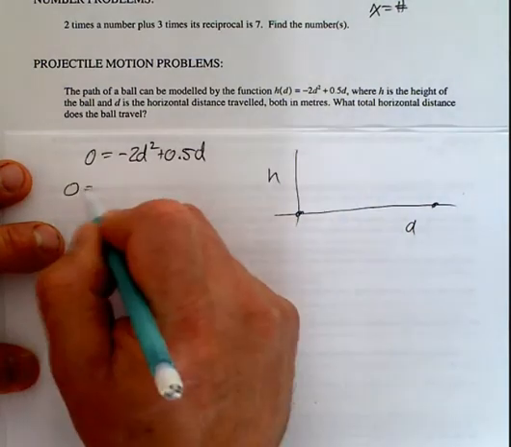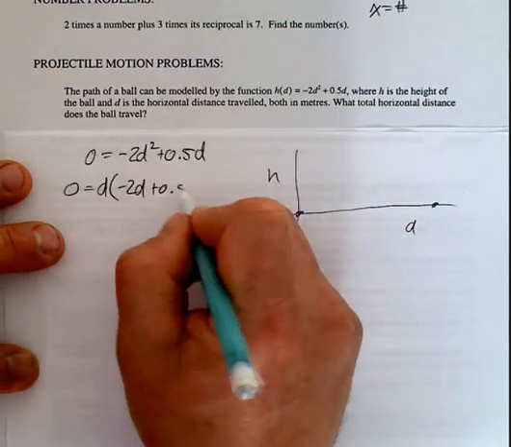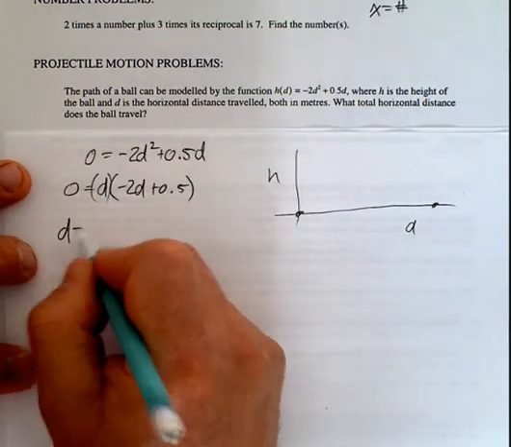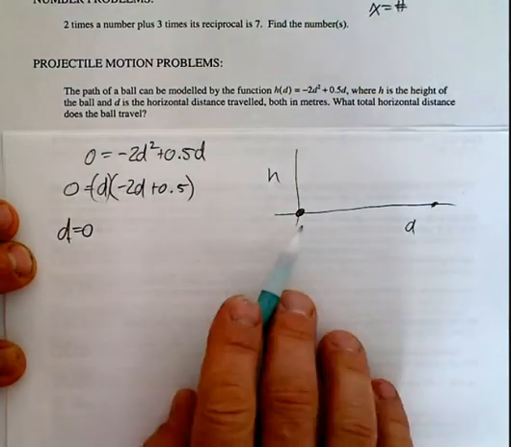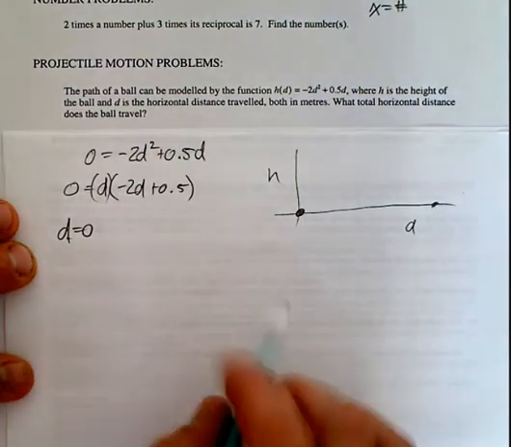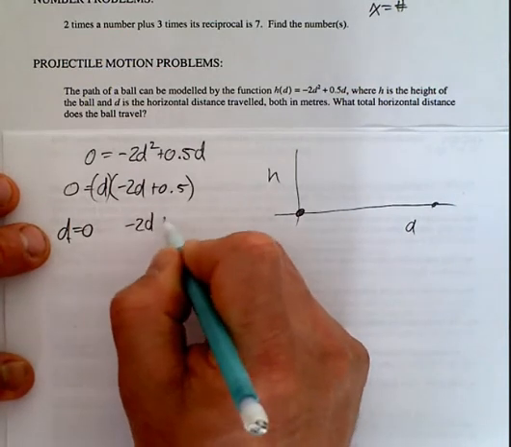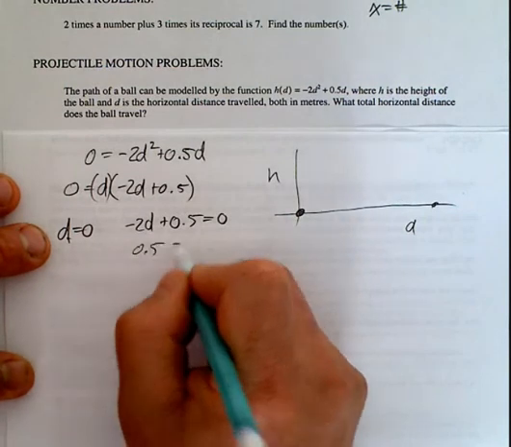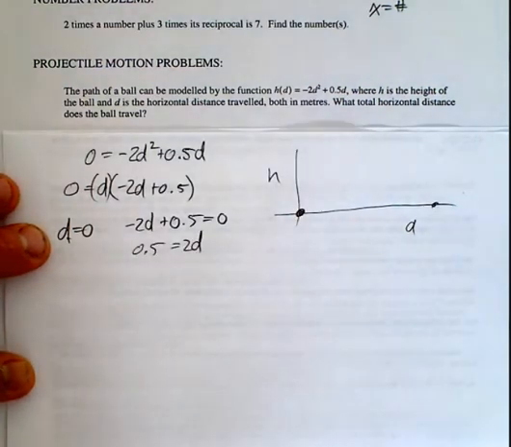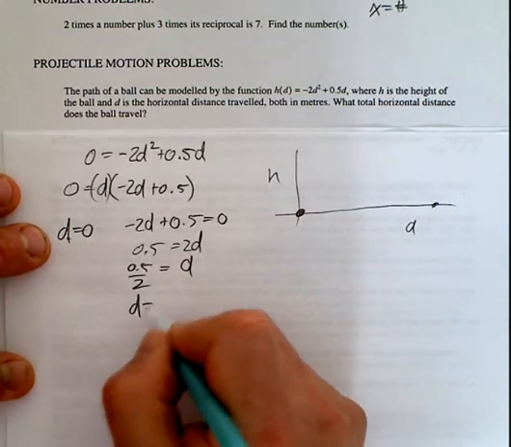Hopefully you can see that you can factor out a d. It leaves you with minus 2d plus 0.5. This means that right away d is 0. That means that it starts on the ground, okay? The next one we look at is minus 2d plus 0.5 is equal to 0. So we can make them both positive. And then if you want to find the d value, it's 0.5 divided by 2, or 1/4.